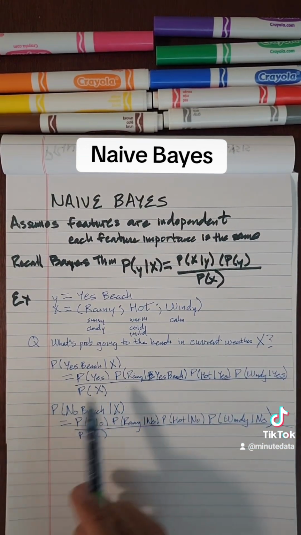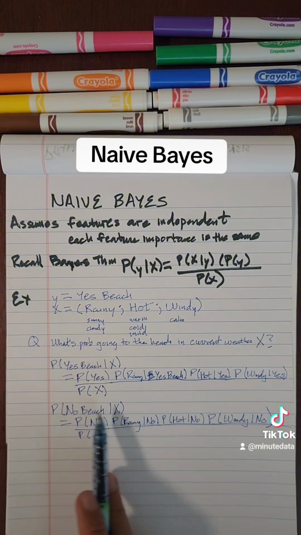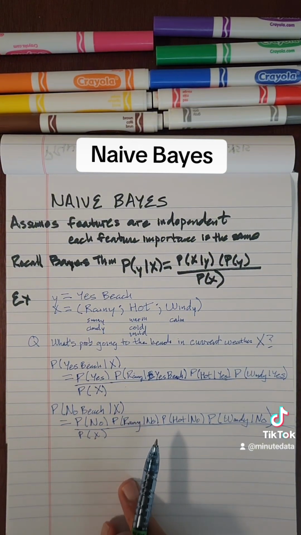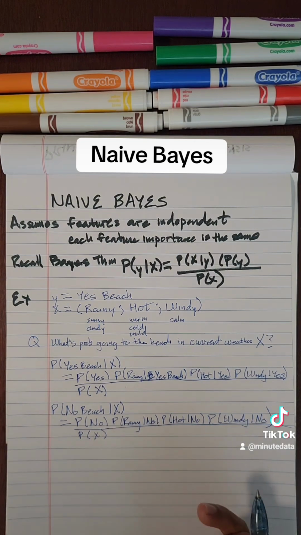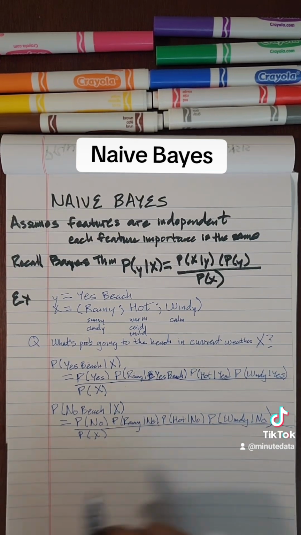At the end of the day, we're going to come out with two probabilities, one for yes, given the weather, and the other for no, given the weather. In that case, you're going to compare those two probabilities. They don't necessarily equal 1, so that's why you need to calculate them individually. Whatever is the larger probability will signal whether you're going to the beach or not.